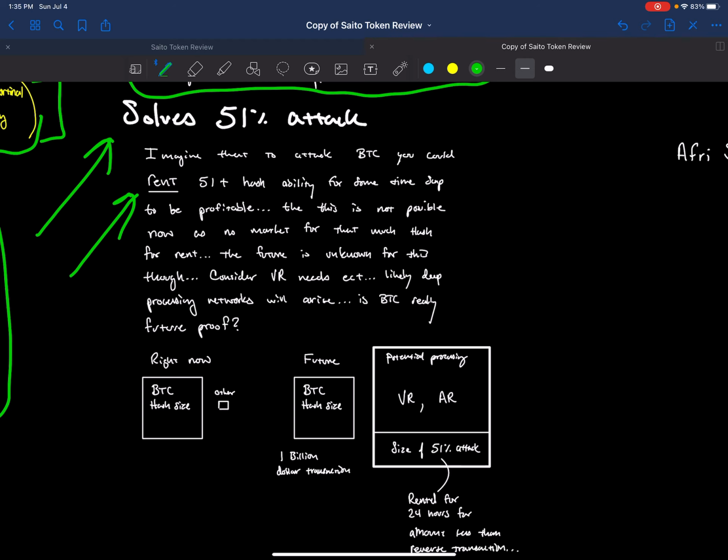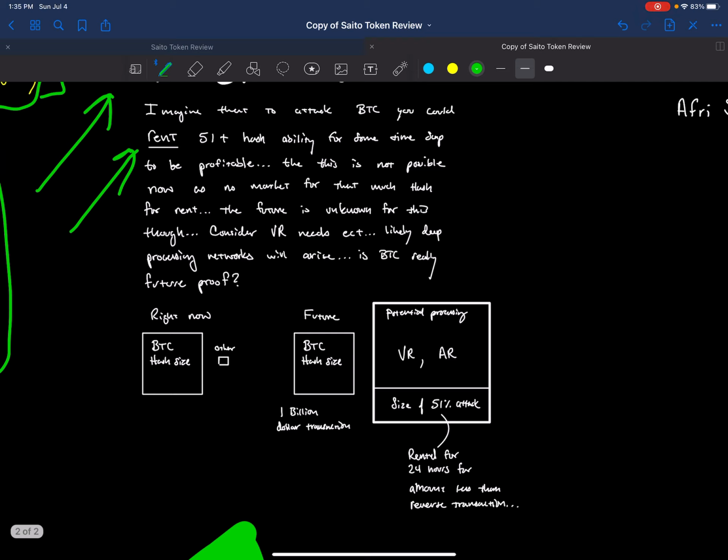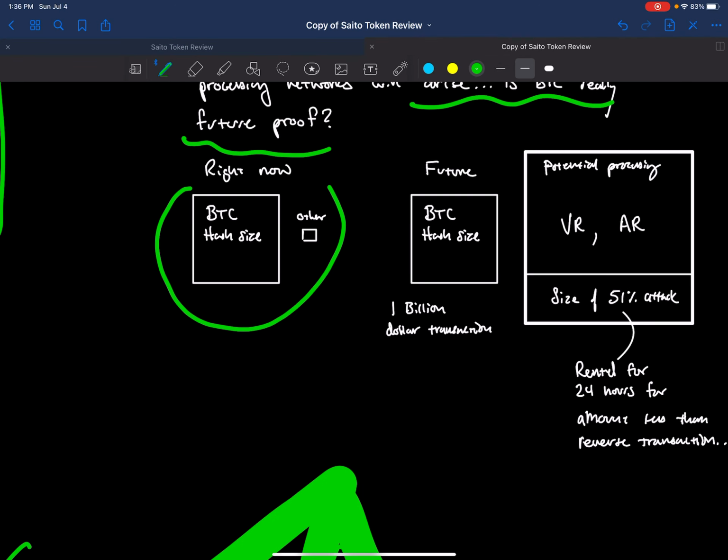And it's not possible now to rent a 51% attack. Sure, I'll give you that. There's no way that you're going to be able to rent 51% attack equipment, but the future for this is unknown. So consider a future with VR, and likely deep processing networks will arise. So is Bitcoin really future-proof? Right now, the Bitcoin hash rate is pretty large compared to anything else. There is no other network of even a comparable size.